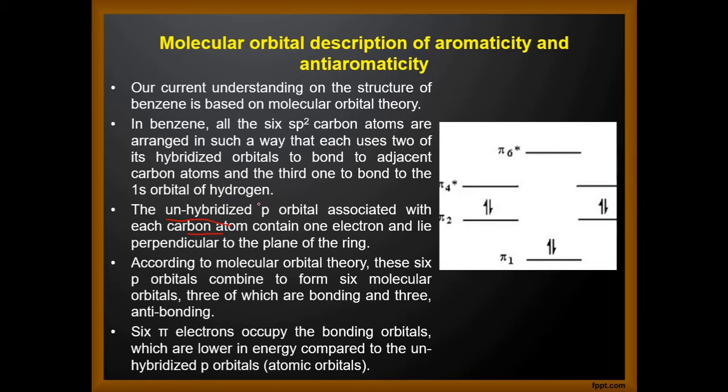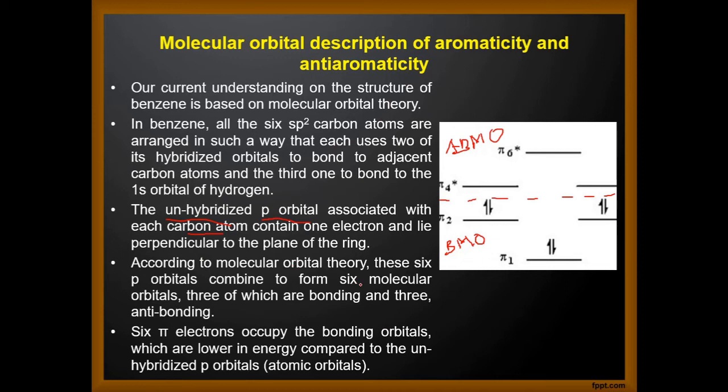So please remember, it is only the unhybridized p orbitals that combine together. We have 6 unhybridized p orbitals, and these combine together to form 6 molecular orbitals, out of which 3 are bonding and 3 are anti-bonding. So these are the bonding molecular orbitals, 3, and we have the anti-bonding molecular orbitals. And 6 pi electrons.